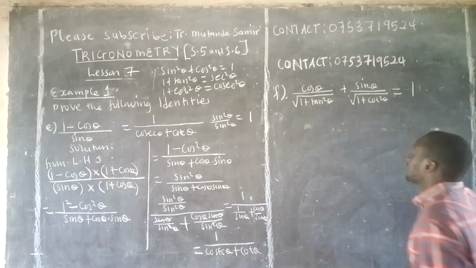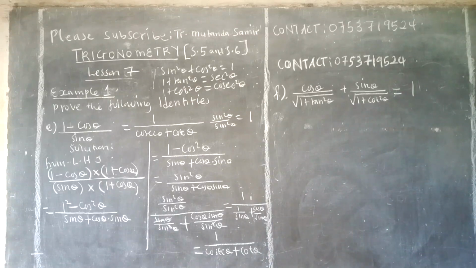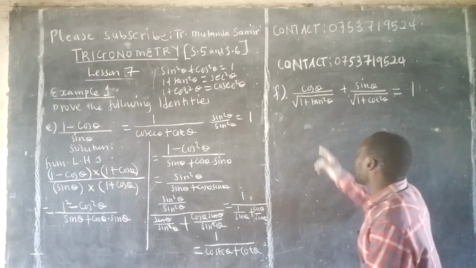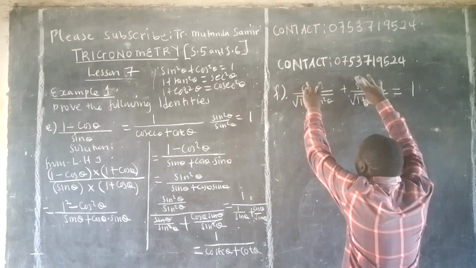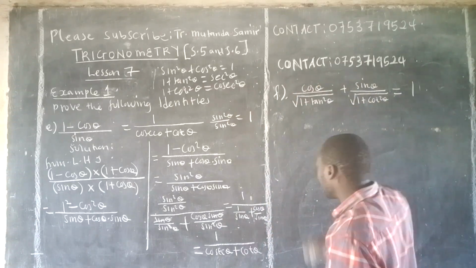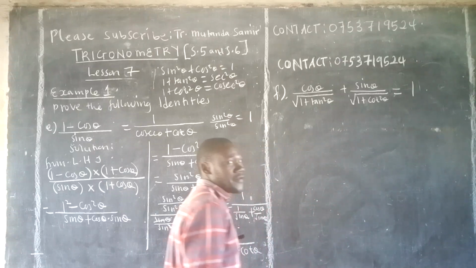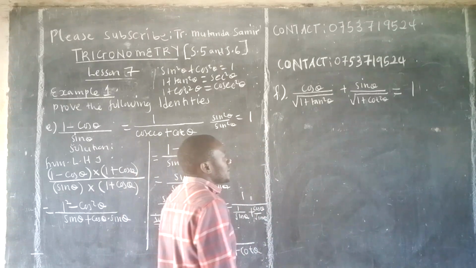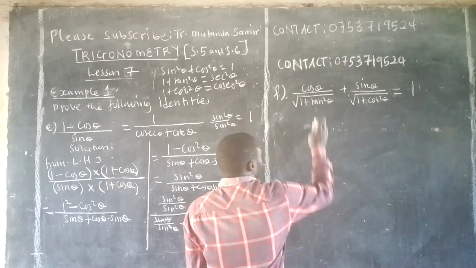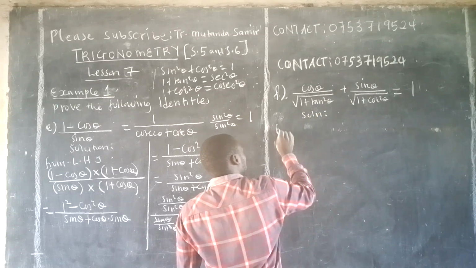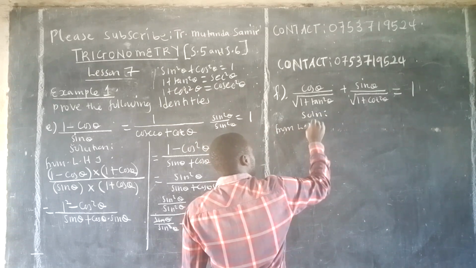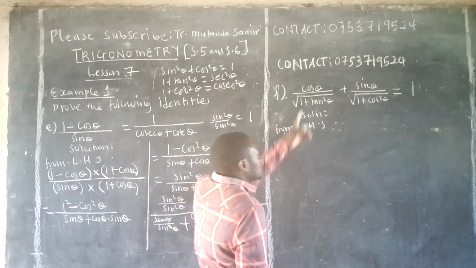Now let's proceed. Another example is part F. We have cos theta over that, sin theta over that must give us a 1. When you simplify this mathematically, the final result you get is a 1, and it is very, very simple and interesting. So what we're going to do here is, we shall say solution. We shall start from the left-hand side still.